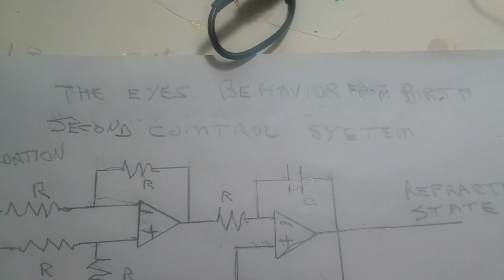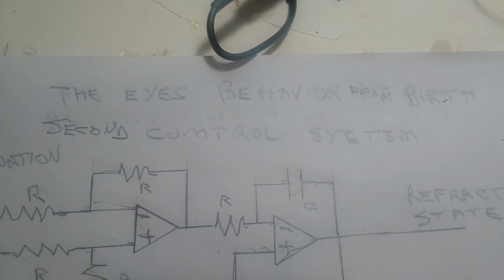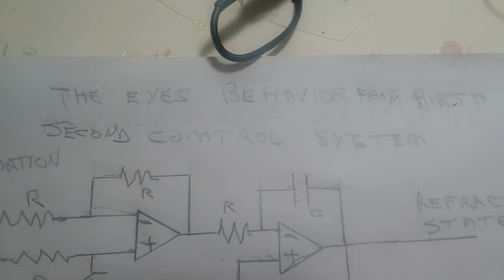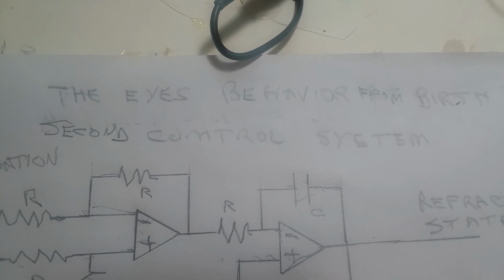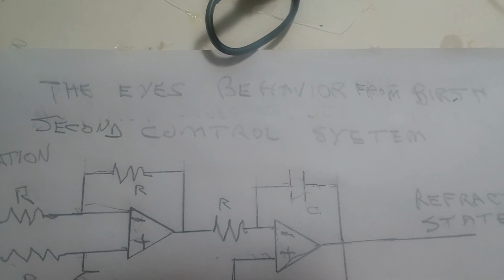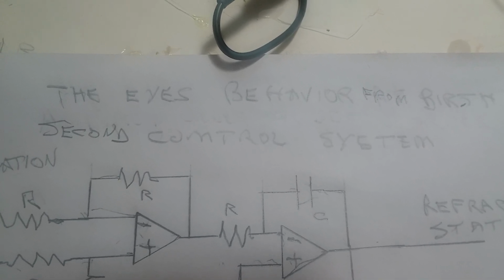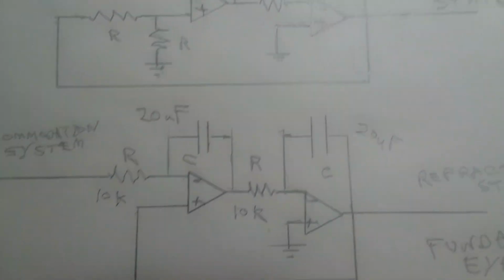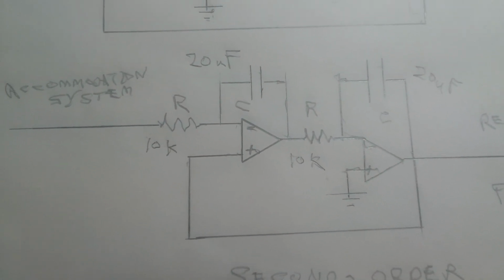This will be the eye's behavior from birth as a second-order control system. It's hard to believe that any eye could be anything other than a control system. But people will believe anything they want to believe. So here's the control system.